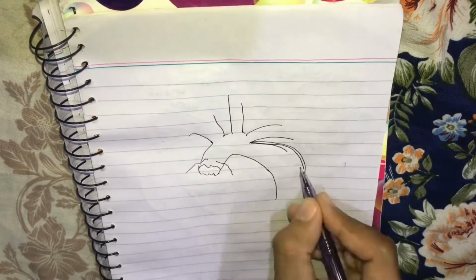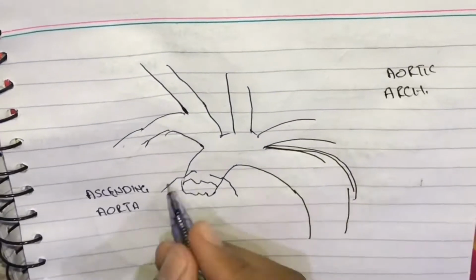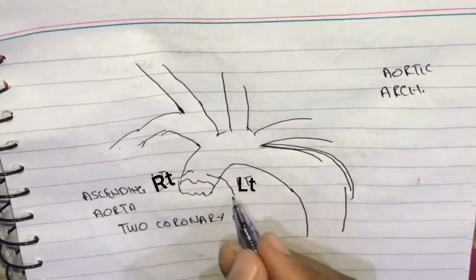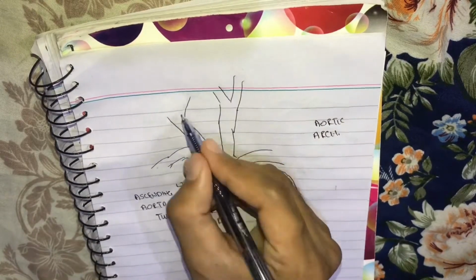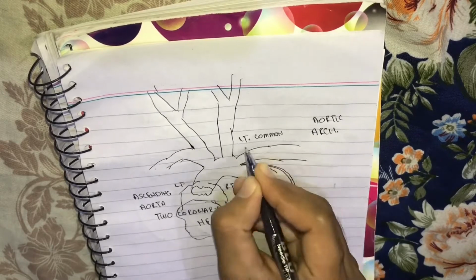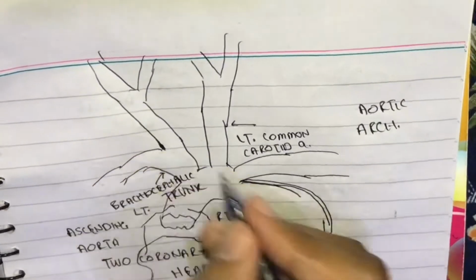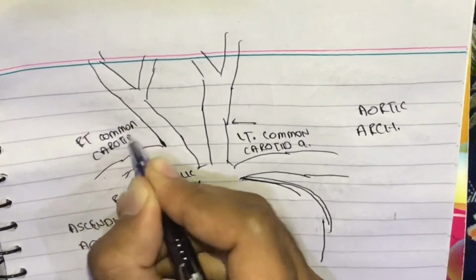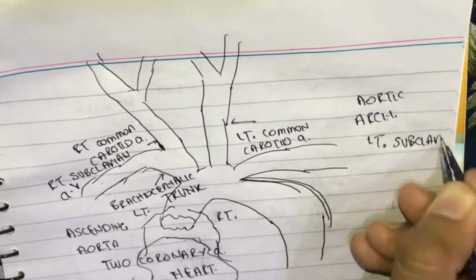Ascending aorta gives two branches, left coronary artery and the right coronary artery, that supply the heart. The aortic arch gives three branches: the brachiocephalic trunk, left common carotid artery and the left subclavian artery. Brachiocephalic trunk is divided into two further branches, right subclavian artery and the right common carotid artery.